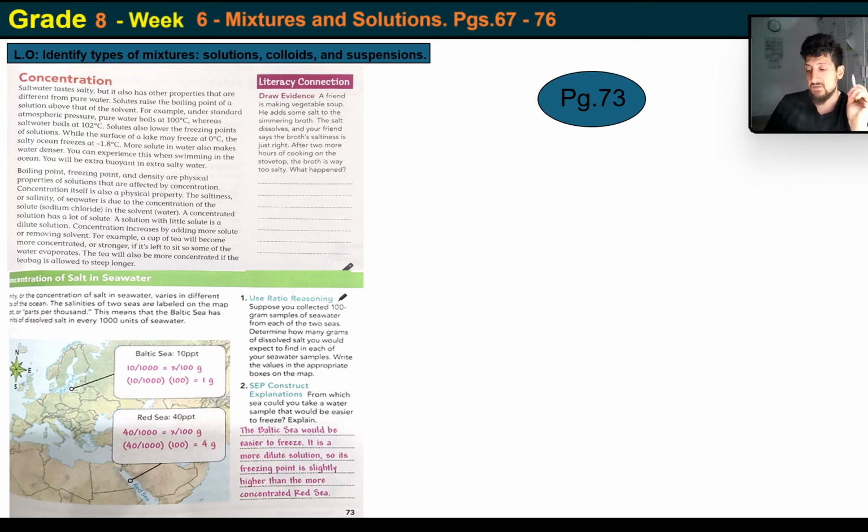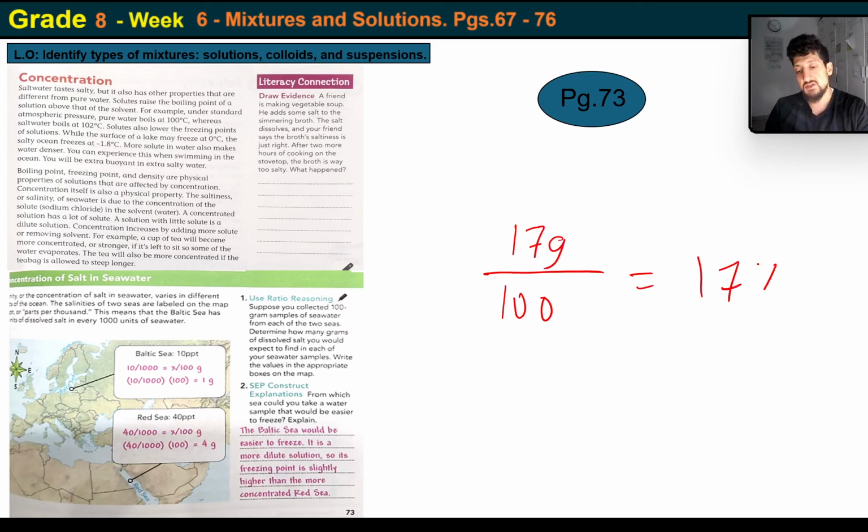Now, not only that, you've got the concentration of different solutes in the solution. So for example, if I have a 100 ml solution with 17 grams of salt in it, then that means 17% of it is salt, or the concentration of the salt in it is 17%.